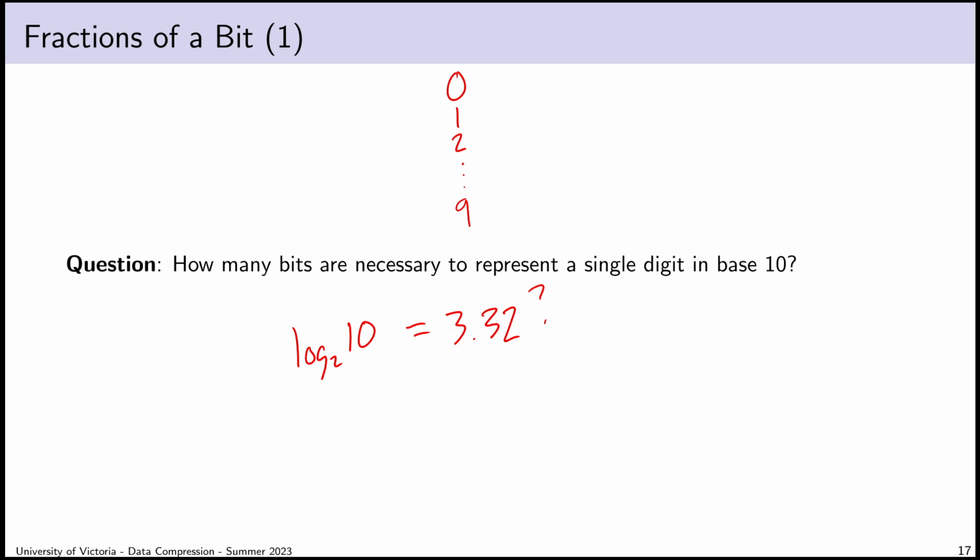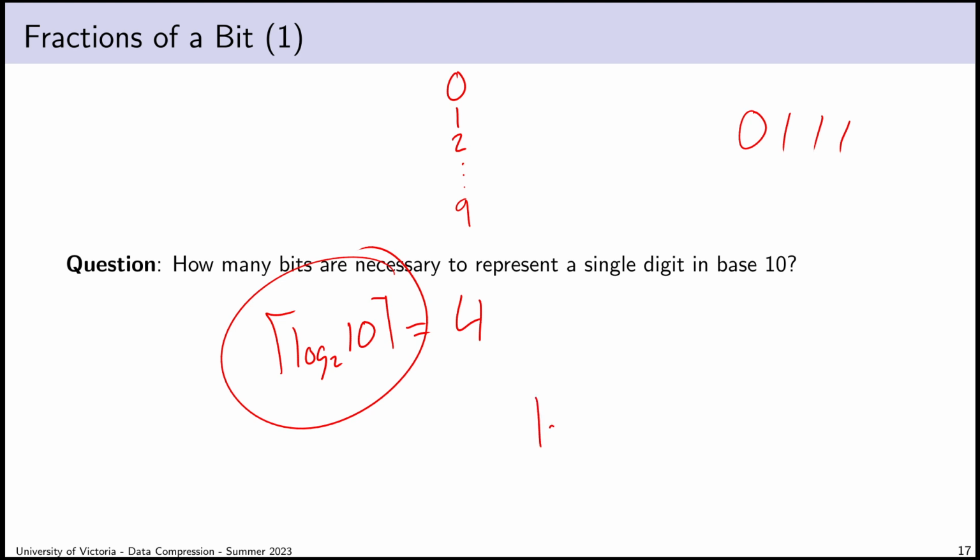We remember from a first year course that what we do is take the ceiling, because I either have a bit or I don't. I'm not allowed to have part of a bit. So in this case, the ceiling of log base 2 of 10 is 4. Canonically, how many bits do you need for a given number of possibilities? You take the number of possibilities, we'll call that n, and then you take the ceiling of the logarithm in base 2 of that. You get a nice whole number, which is the number of bits you need to represent it, even if maybe you have more bandwidth than you need.